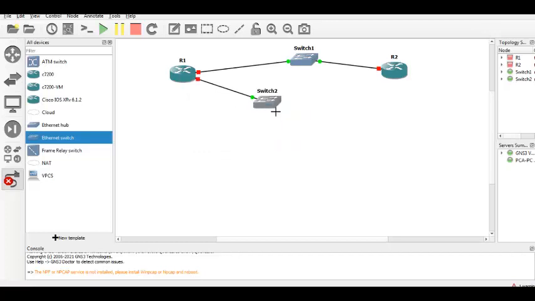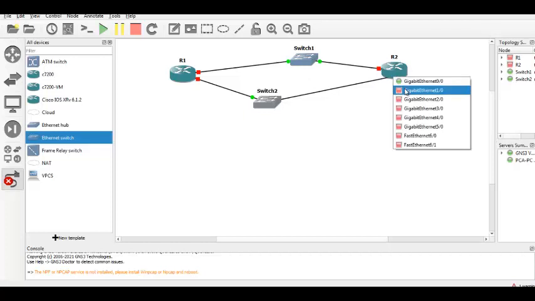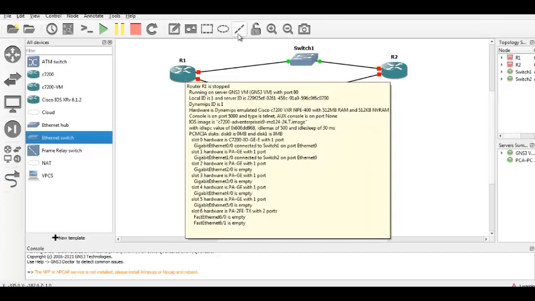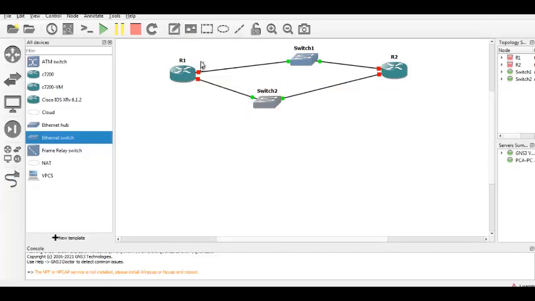I'm not going to do any configuration on those switches. They're unmanaged switches. By default, they will allow all the traffic. The network that we would like to have here is, let's say, 12.10.12.0/24. This is the network on this LAN.